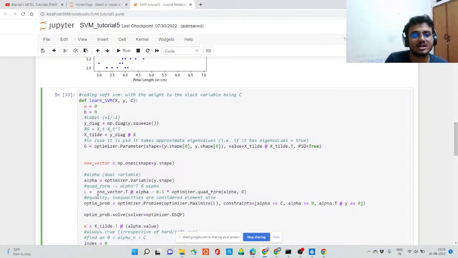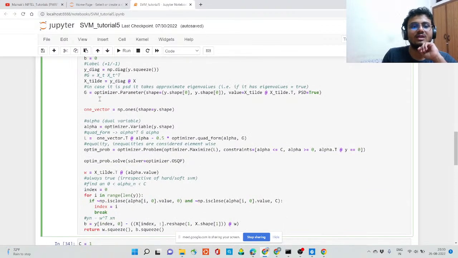So you can see this is alpha transpose 1 minus half alpha transpose G alpha. The optimizer will only optimize this function. That's it. There's no more library we are using. That's why I showed the entire derivation of this function that made it an easy optimization problem. The initial problem would not have been done this way. We just set those constraints in the cvxpy, and the cvxpy will give you the alpha. There is no SVM inbuilt model that I'm using.